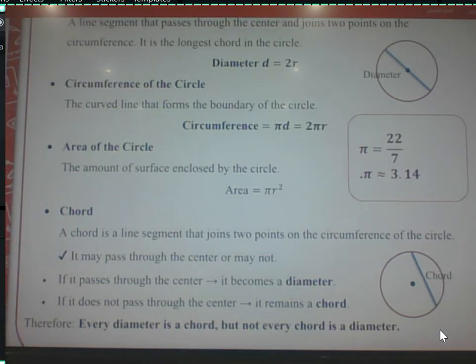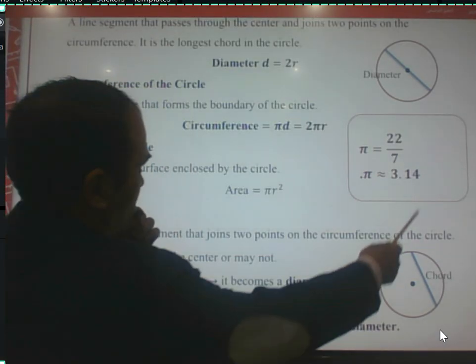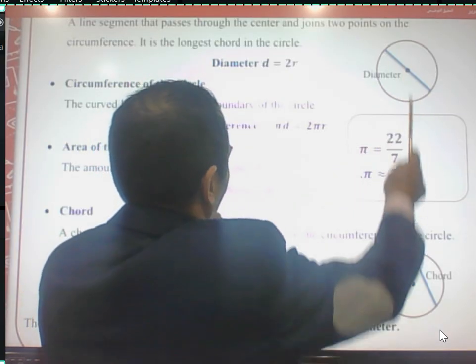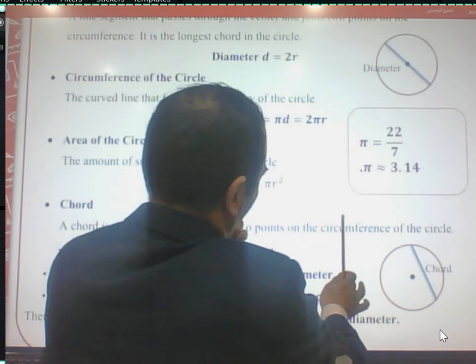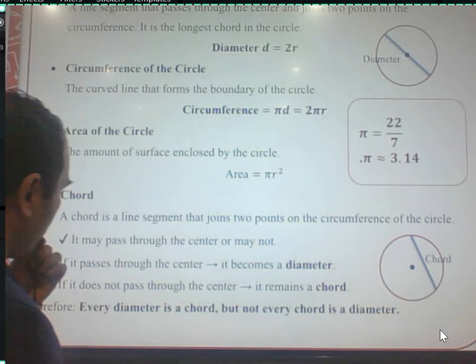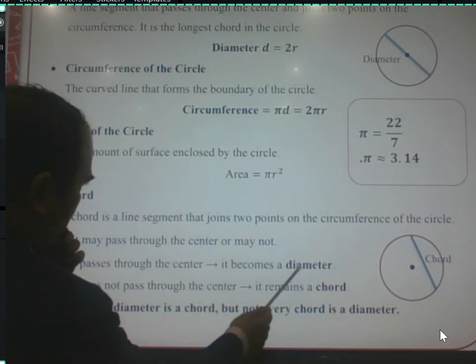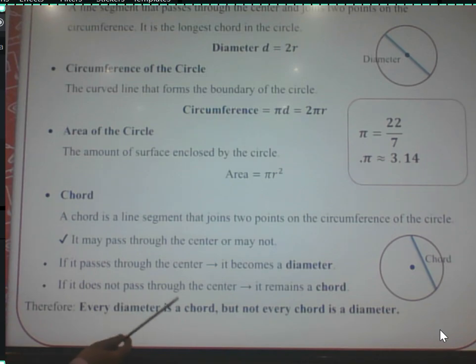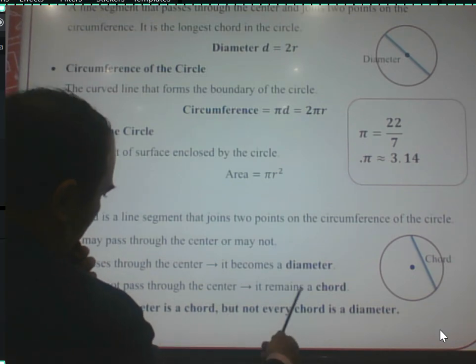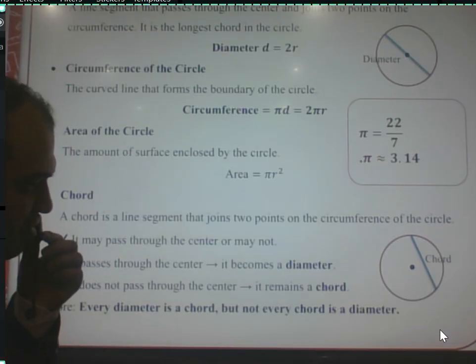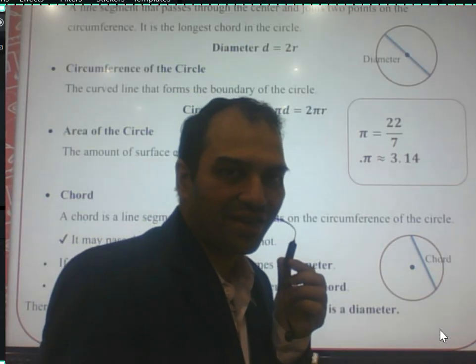Okay, what's the difference between chord and diameter? Diameter is the longest chord because it passes through the center of the circle, but a chord doesn't pass through the center of the circle. If it passes through the center, it becomes the diameter. If it doesn't pass through the center of the circle, we call this the chord. So we have the difference between chord and diameter. Therefore, every diameter is a chord, but not every chord is a diameter, okay?